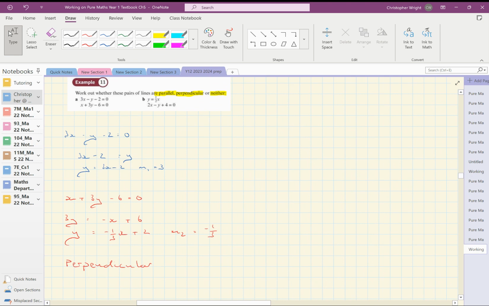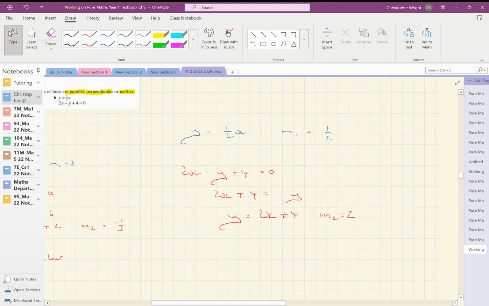Now let's have a look at B. So in B, I've got y equals a half x. Well, I know therefore that m1 is a half. And I've got the second equation is 2x minus y plus 4 equals 0. And so if I add y to both sides, then I get that. So I can see that y is 2x plus 4, and so the gradient m2 is 2.